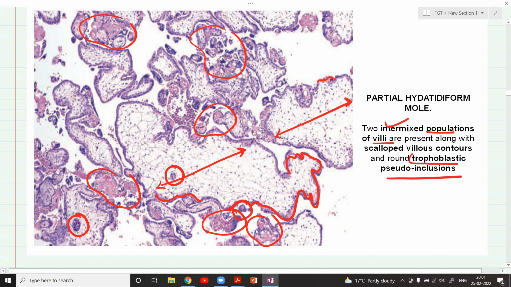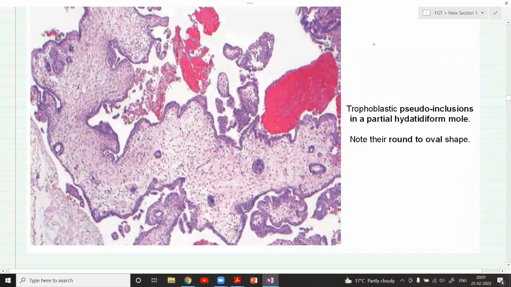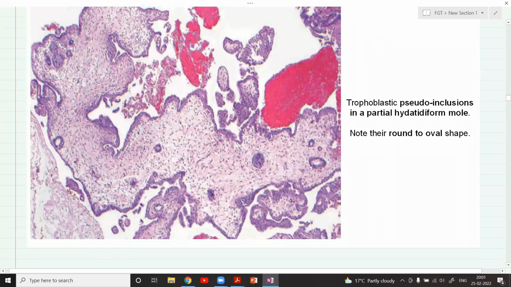So the first important point of difference from the complete mole is that in case of complete mole, there was a single diffuse edematous population. Over here, there are two populations. One is abnormal, and one resembles the normal fetal parts. Now, this next image highlights the pseudo trophoblastic inclusions. Very important. Can you see the scalloping? Scalloping is very clear. Presence of pseudo inclusion is very clear.